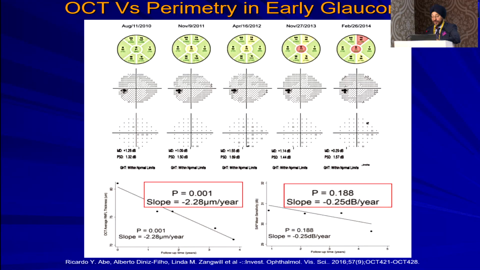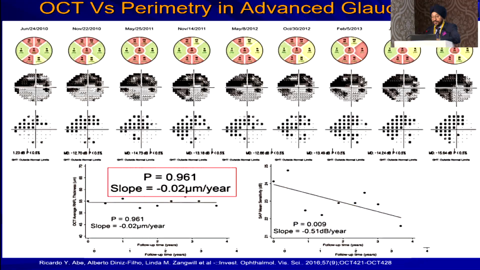Whereas if you look at advanced glaucoma, you can see that the OCT is more or less the same because of the floor effect. You can see the slope of OCT is not changing at all. Whereas if you look at the fields in advanced glaucoma, you can still pick up what is happening there. So you can see there is a progression. So in early glaucoma depend on OCT for progression, and in late glaucoma, visual fields is the only thing to be done when the floor effect is there.